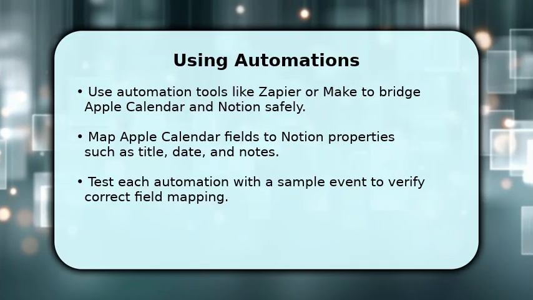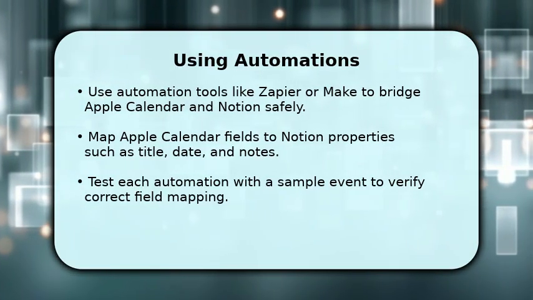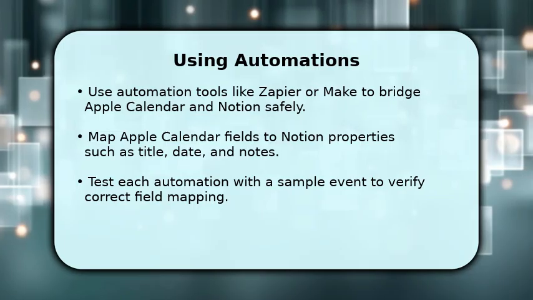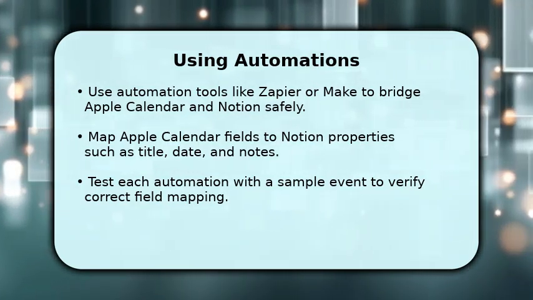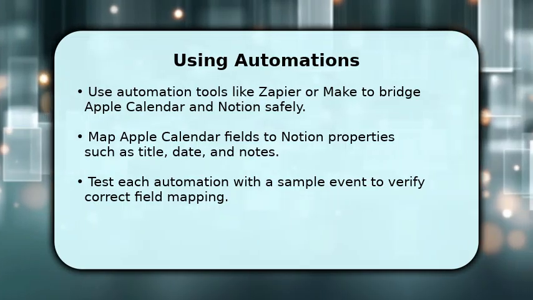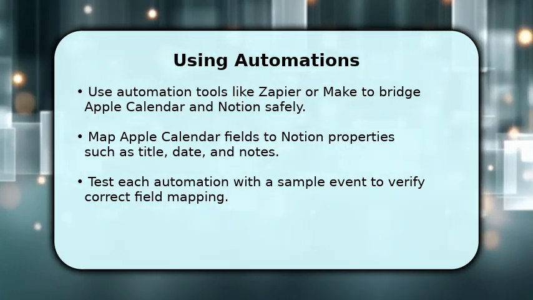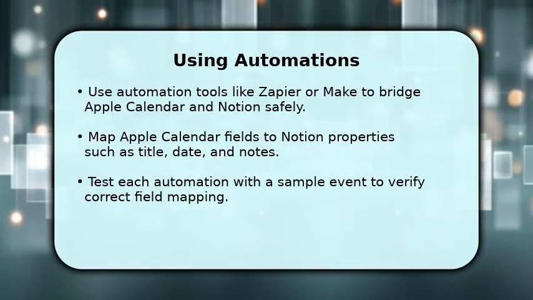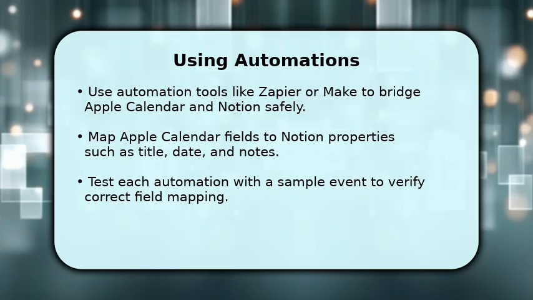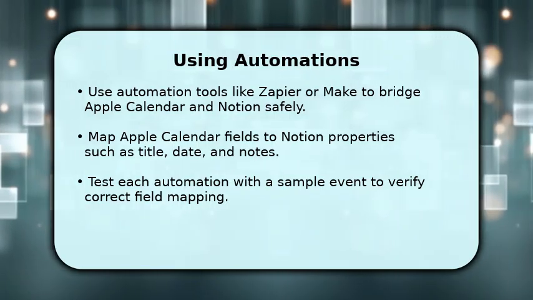Choose a service like Zapier or Make and connect both your Apple Calendar and Notion accounts there. Create a workflow that triggers on new Apple Calendar events and creates or updates items in your Notion database. Carefully map title, date, and notes fields, then run a test event. Troubleshoot mapping issues and adjust triggers so duplicates and missed events are avoided.